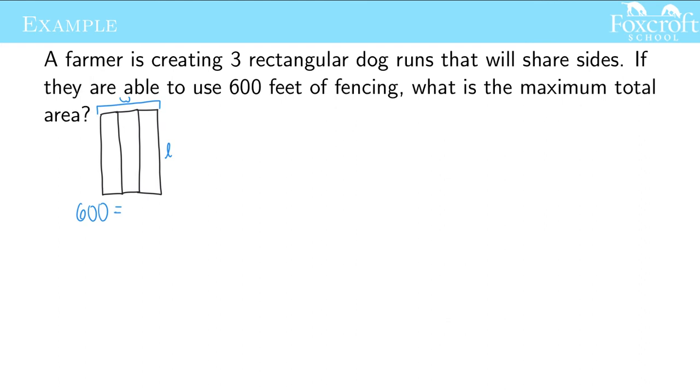And it's going to get broken up into, let's see, there's a width there and a width there. So there's 2 width pieces of fence. There's a length here, here, here. And since it's all rectangles, all these are the same. There's 4 L's.